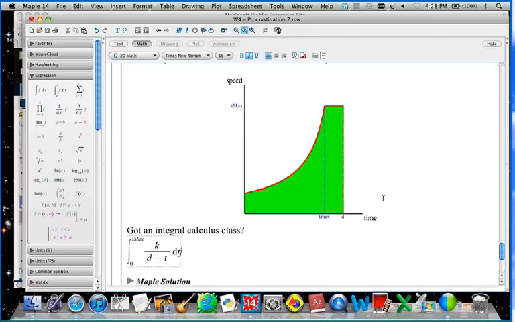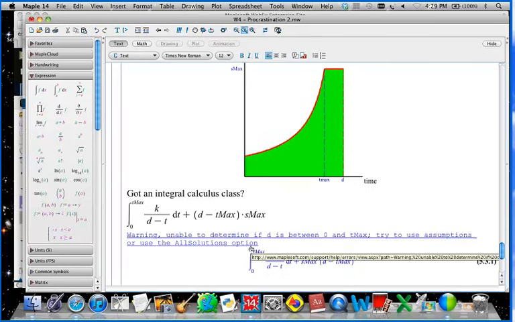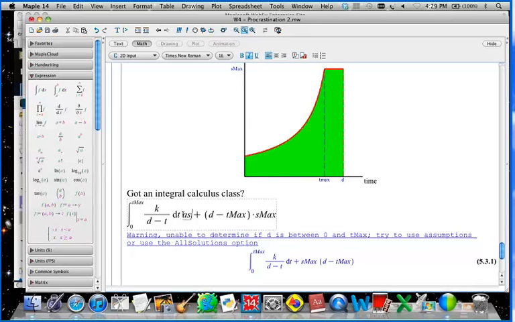And the area of the rectangle past that, we don't need an integral for that. We can just multiply length times width. The length is D minus T max, and multiplied by S max. Now we're in for a rude shock here, because Maple says, oh, hang on, we can't determine if D is between 0 and T max. Try to use assumptions. So Maple's trying to get all fancy on us. So all we need to do here is make a little assumption. Let's assume that everything is positive and that D is greater than T max.